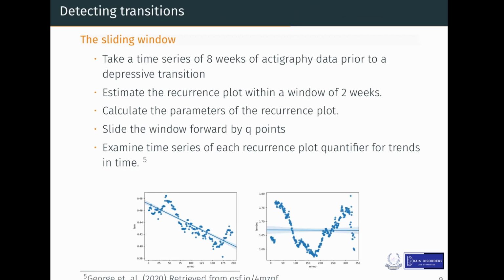The methodology uses something called the sliding window. So we take a time series of 8 weeks of actigraphy prior to depressive transition. I don't know whether I said this, but actigraphy, in this context, just means physical activity. So when an individual experienced a depressive transition, we took 8 weeks of physical activity data prior to that.